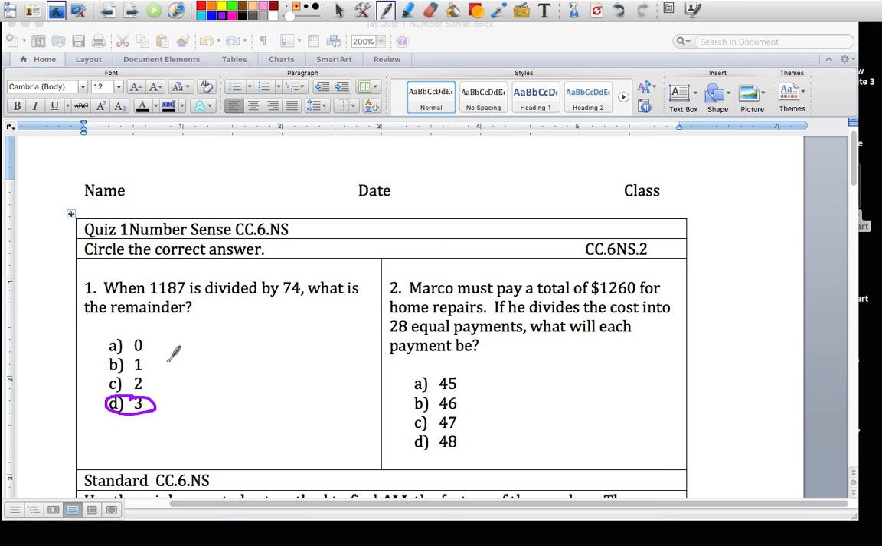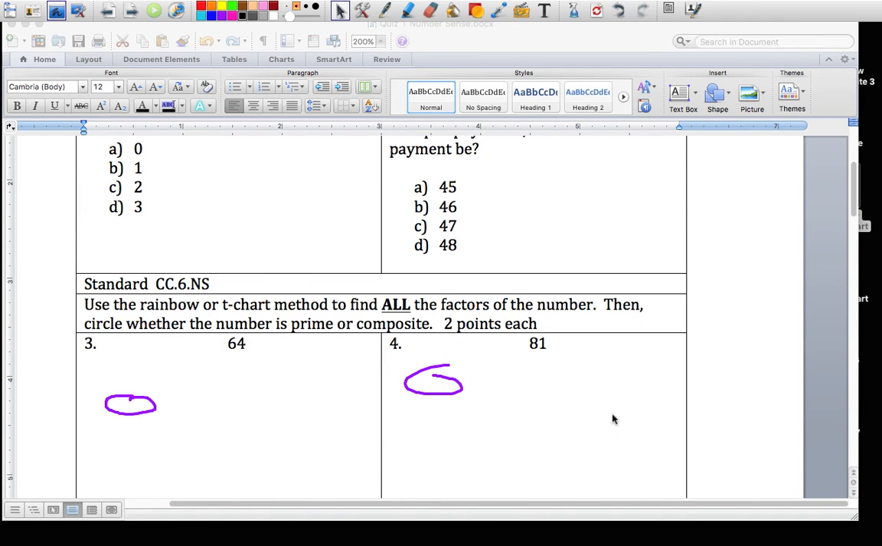All right. Two, Marco must pay a total of 1,260 for home repairs. If he divides the cost into 28 equal payments, what will each payment be? So simply, if you divided 1,260 divided by 28, you would have gotten an answer of 45. Okay, so let me scroll down.